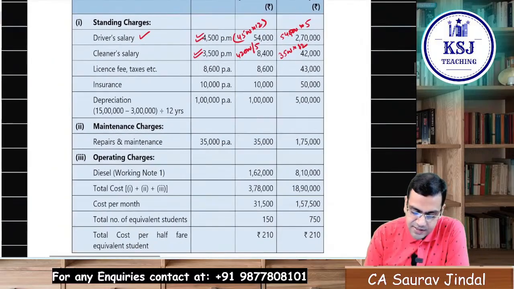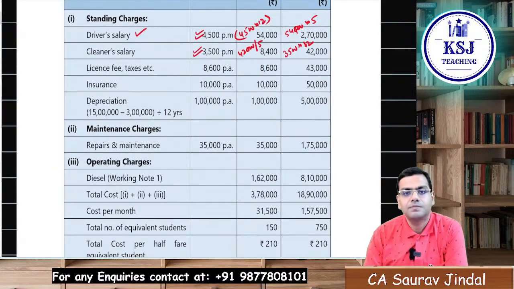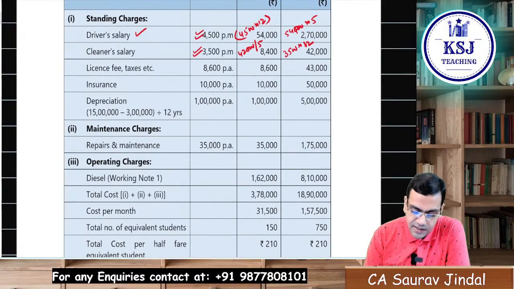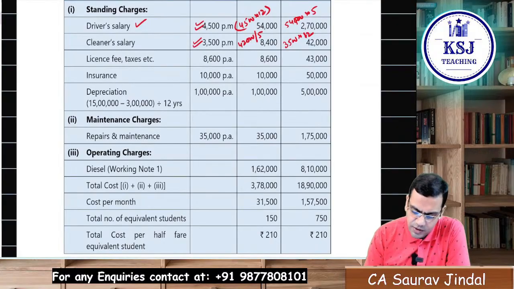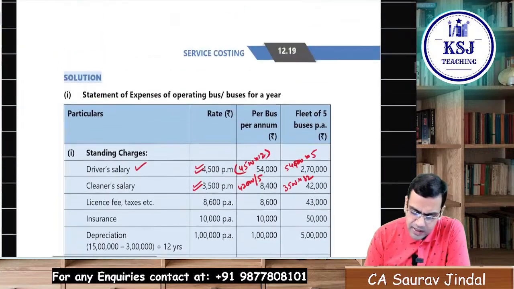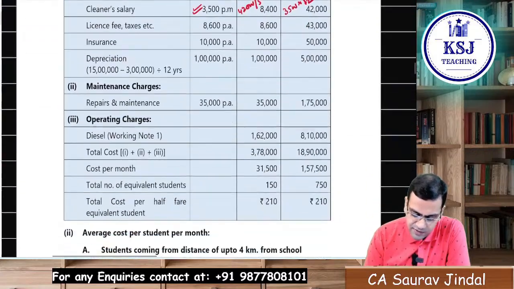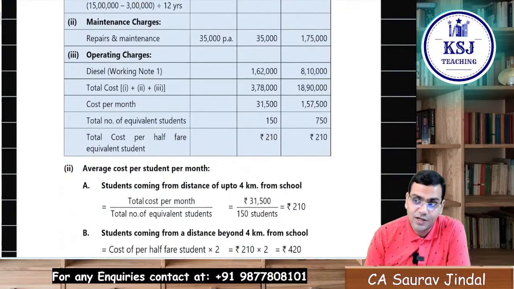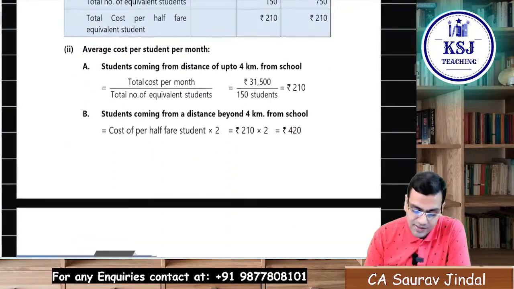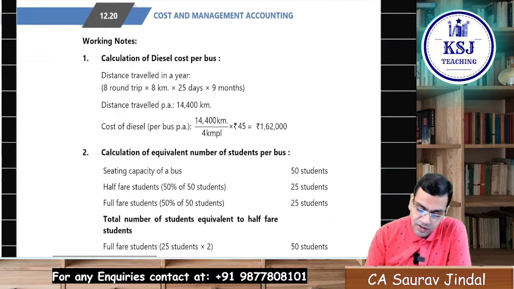Then license fee, taxes, etc. License fees are there, taxes are there which are given, insurance is there, depreciation you can calculate, repairs and maintenance is given to you, 35,000. Diesel now. For the diesel we need to calculate the kilometers. See here. Calculation of diesel cost.